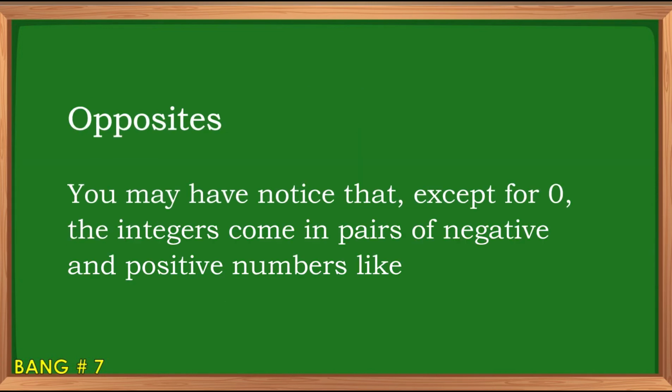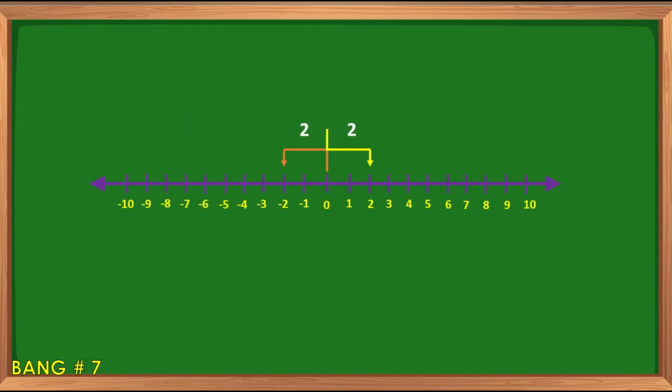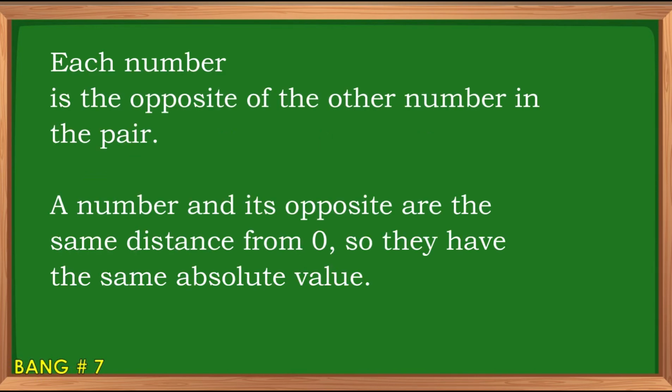Opposites. You may have noticed that, except for 0, the integers come in pairs of negative and positive numbers, like -2 and 2, -10 and 10, and so on. Each number is the opposite of the other number in the pair. A number and its opposite are the same distance from 0, so they have the same absolute value.